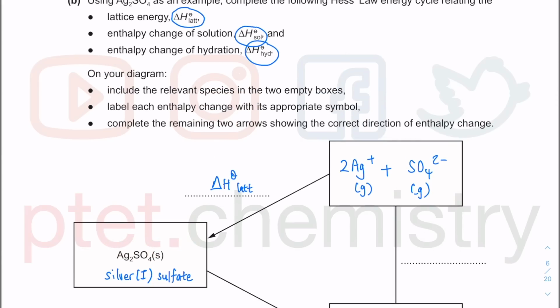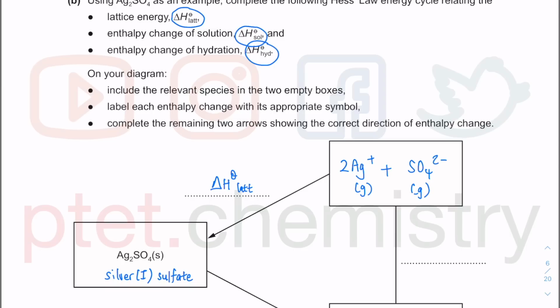So delta H theta lattice, this is the lattice energy. Is the energy required? Well, actually not required. It's the enthalpy change. In fact, it's going to be exothermic because it's the enthalpy change when you form 1 mole of the ionic solid from its gaseous ions.